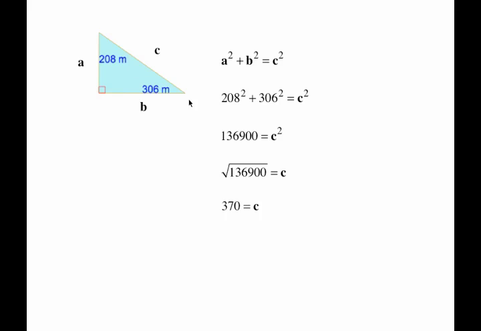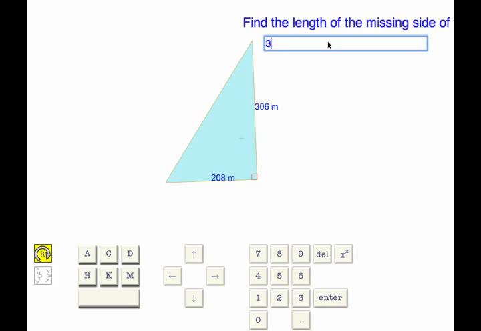Notice that kind of makes sense. If this is 306 and this is 208, it makes sense that the hypotenuse is going to be longer than the 306, quite a bit longer, so 370. Totally makes sense. Back into our program. And 370. Don't forget the units. This is in meters, so 370 space m.